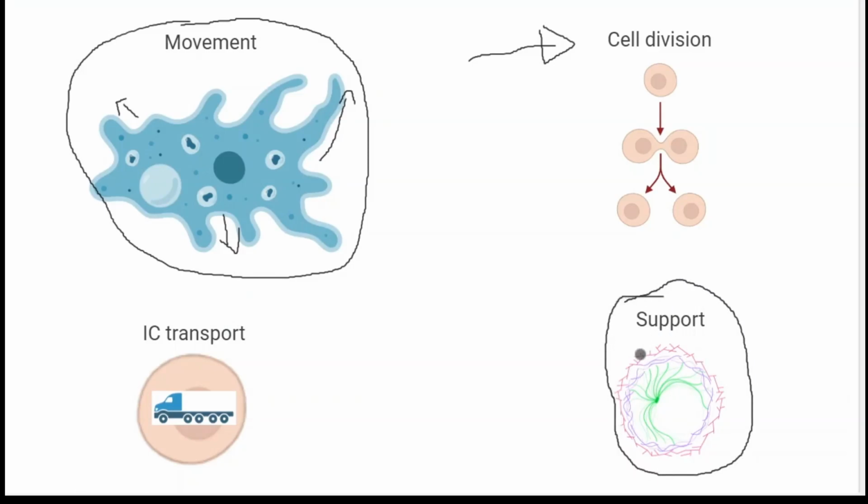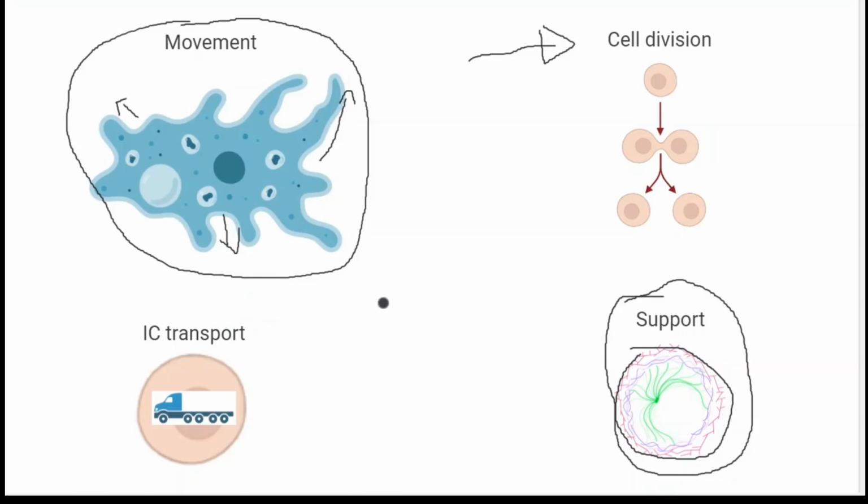Then, like I said before, like the skeleton of our own body, it's important in support. So you can see this as a cell, and the red, purple, and green are the three types of cytoskeleton that we have. It's divided into three compartments, and it shows this here. And it's important in the support of the cell in general.